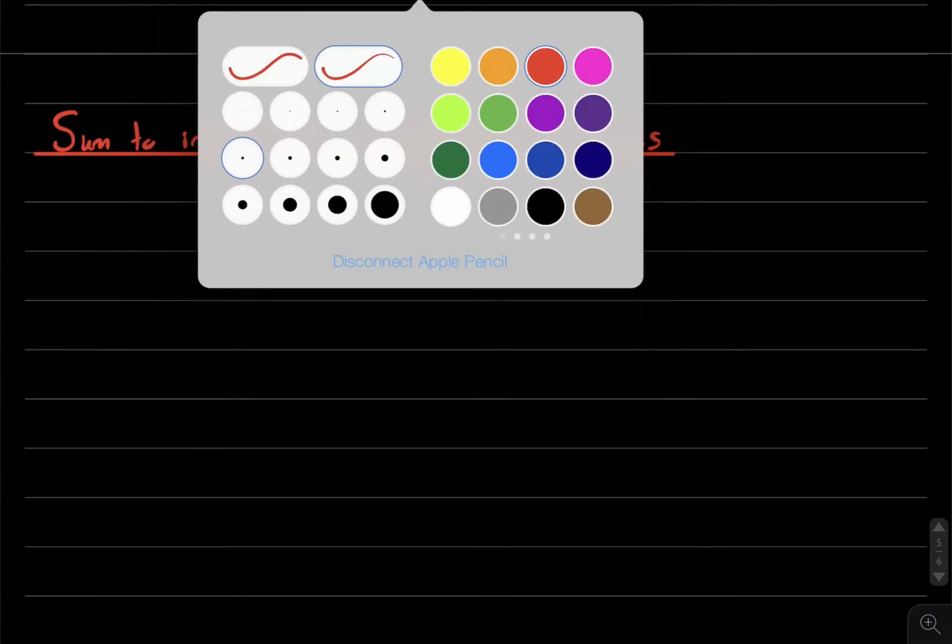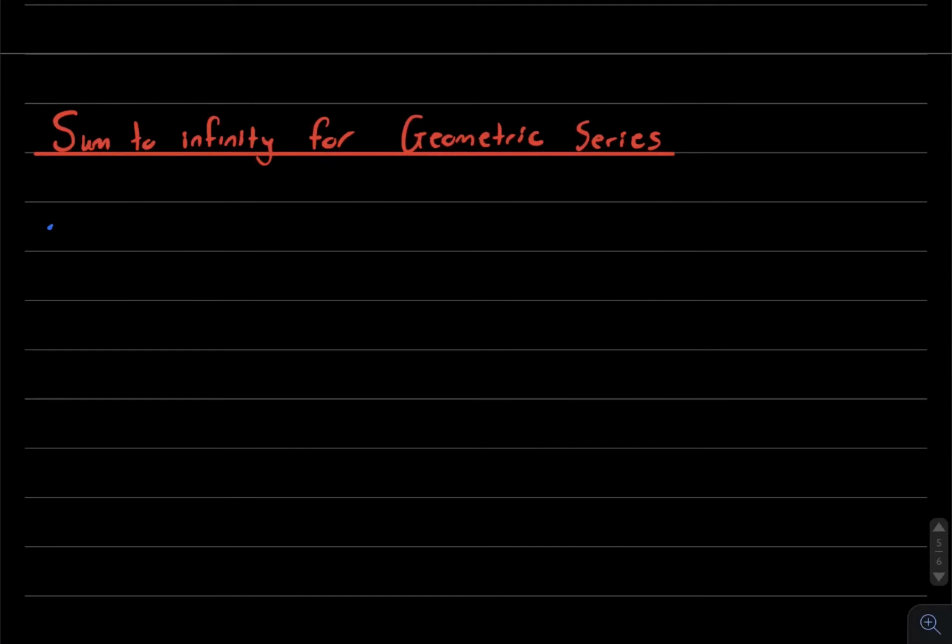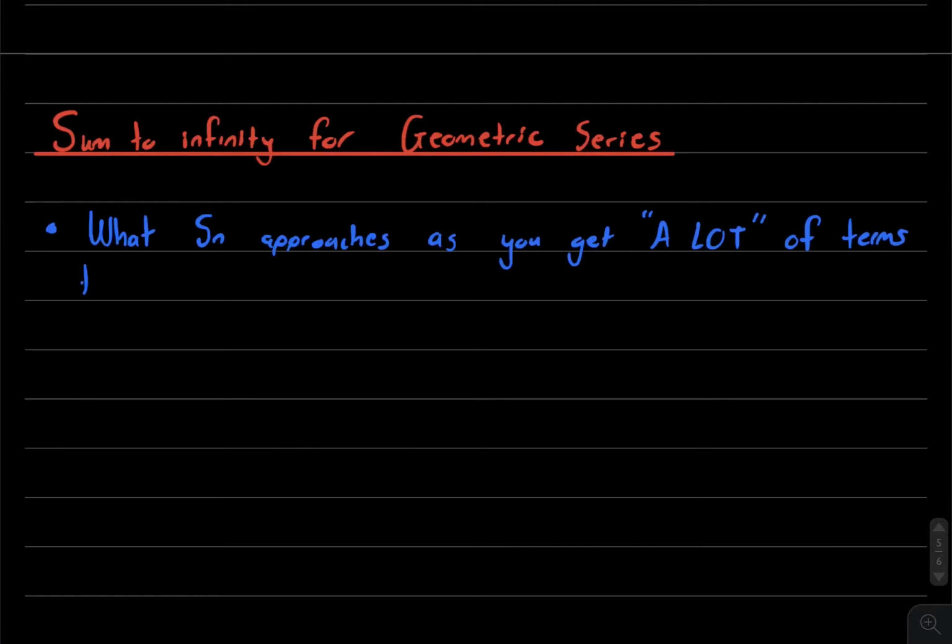Okay, so remember what the sum to infinity is in the first place. As we had said, sum to infinity is just what Sn approaches as you get a lot of terms. I'll just write "a lot" to represent an infinite number, because there's really no such thing as an infinite number, because infinity is not a number in the first place.